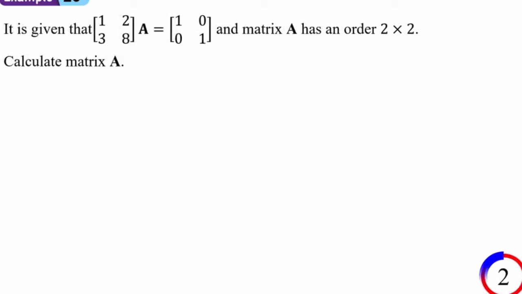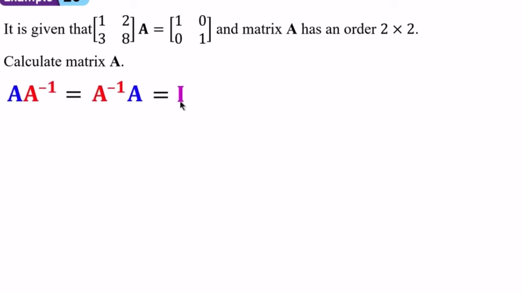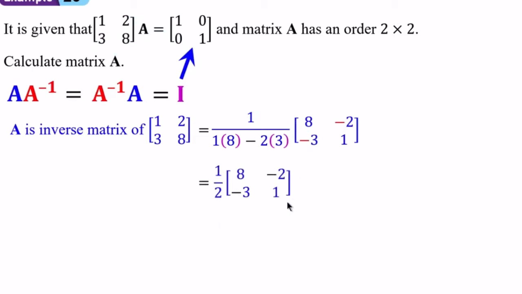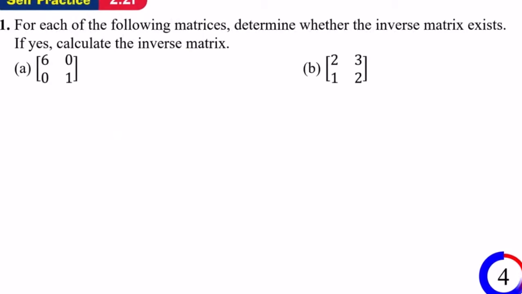It's given that the matrix 1, 2, 3, 8 times A is equal to the identity matrix. That means A will be the inverse of the matrix 1, 2, 3, 8. So let's find the inverse matrix for 1, 2, 3, 8, which is 1 over 1 times 8 minus 2 times 3, and then 8, 1, negative 2, negative 3. So we have to understand the concept of the matrix and its inverse. Finally, we simplify to the simplest form, and the matrix must be a single matrix.